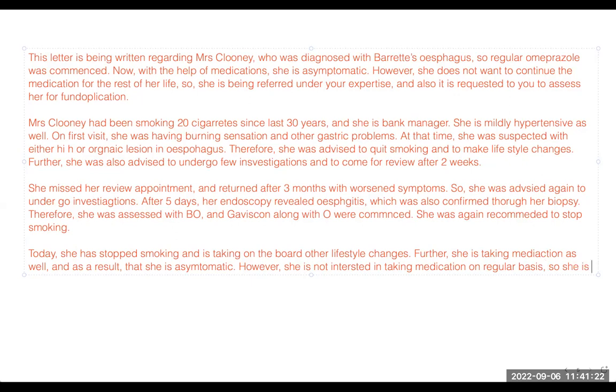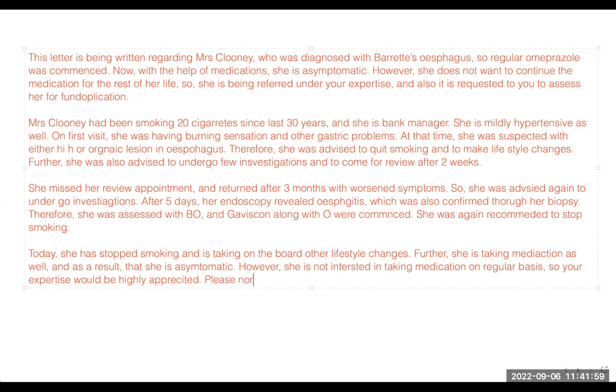So she is being referred under your expertise. About smoothness of the letter, you can simply say, so your expertise is highly required. Again, shuffling the words, because earlier we said she is being referred, so I'm just shuffling the words. So your expertise would be highly appreciated in this case. Your expertise would be highly appreciated.